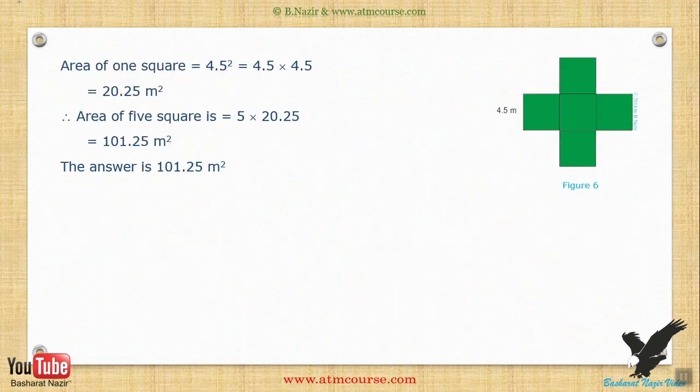Area of one square equals 4.5 meters squared, which equals 4.5 multiplied by 4.5, equals 20.25 meters squared. Therefore, area of 5 squares equals 5 times 20.25, equals 101.25 meters squared. The answer is 101.25 meters squared.